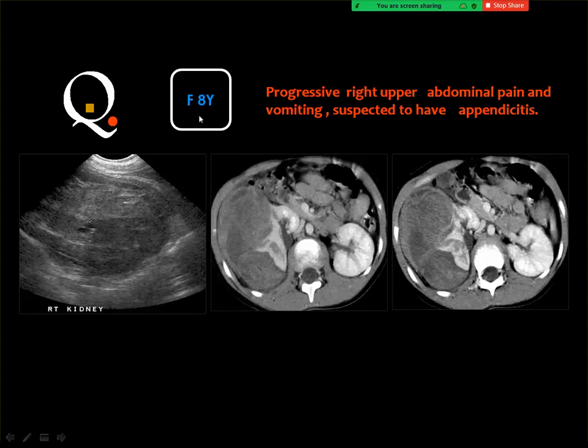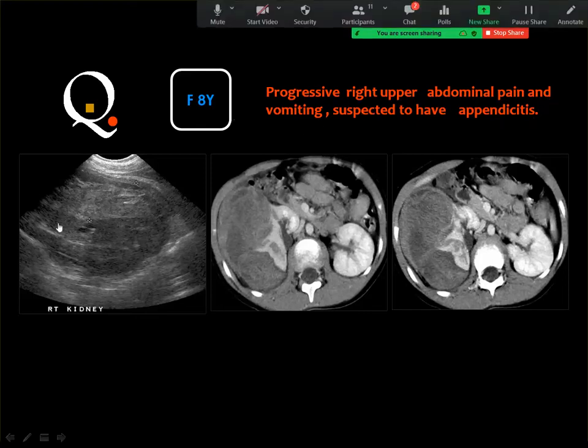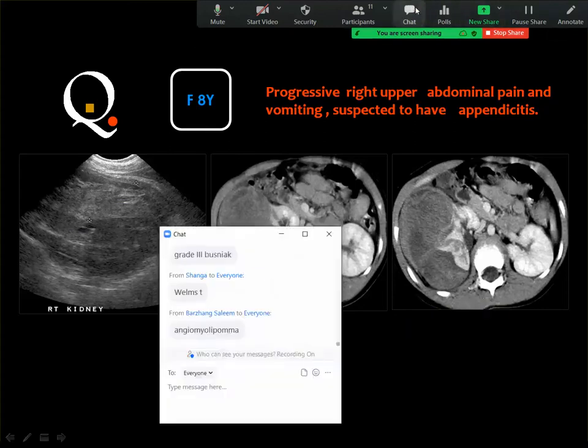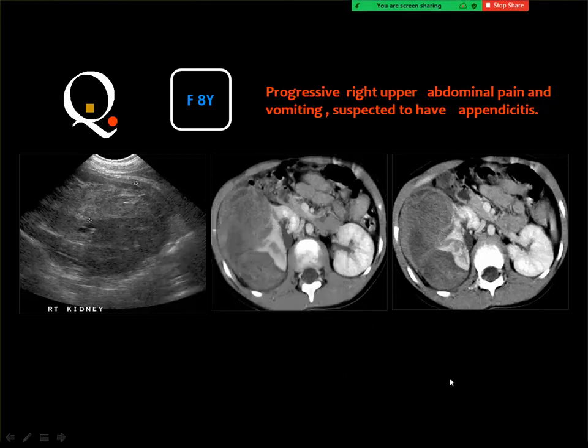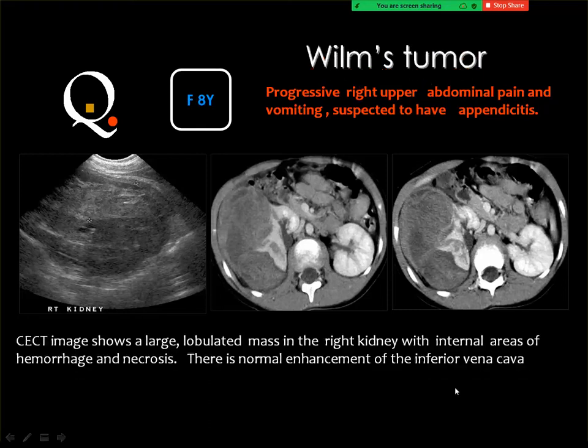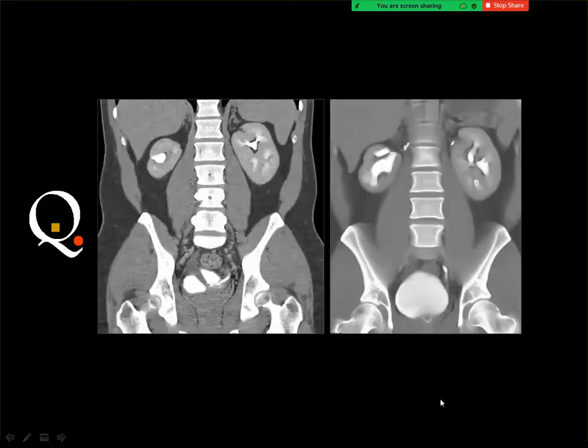This is a child 8 years old with progressive right upper abdominal pain and vomiting, and she is suspected to have appendicitis. This is ultrasound and this is CT scan. Yes, and this is Wilms tumor, of course, not an angiomyolipoma. This is areas of breakdown within the tumor with involvement of the right kidney. And in this pediatric age group is the diagnostic of Wilms tumor.